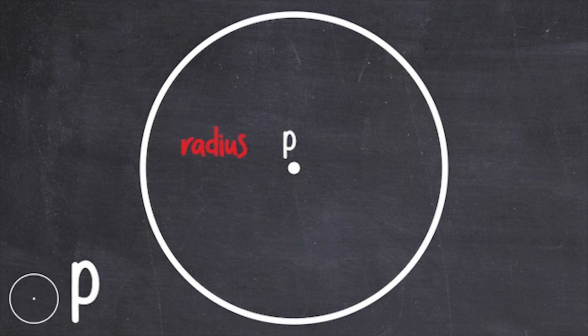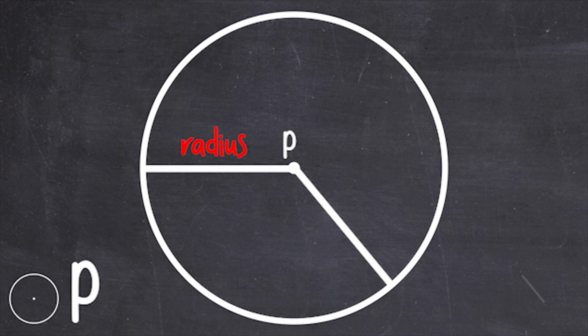The radius of a circle is the length of a line segment between a point on the circle and the center of the circle. Regardless of the point you pick on the circle, the radius will remain the same. The smaller the radius, the smaller the circle. The bigger the radius, the larger the circle.